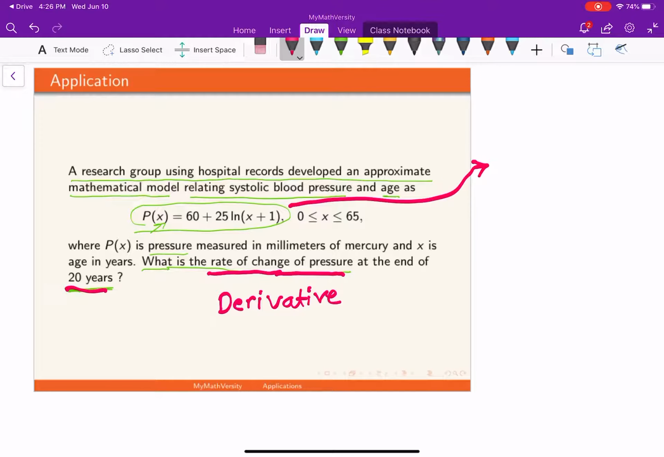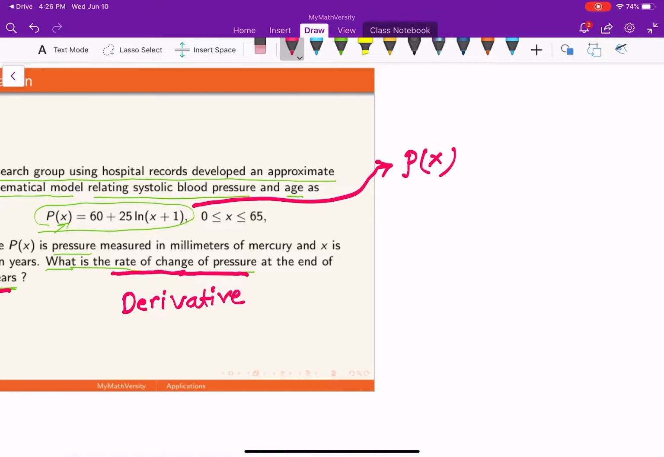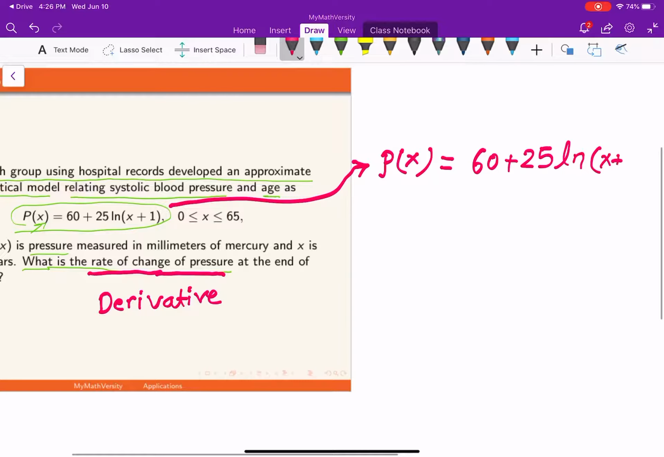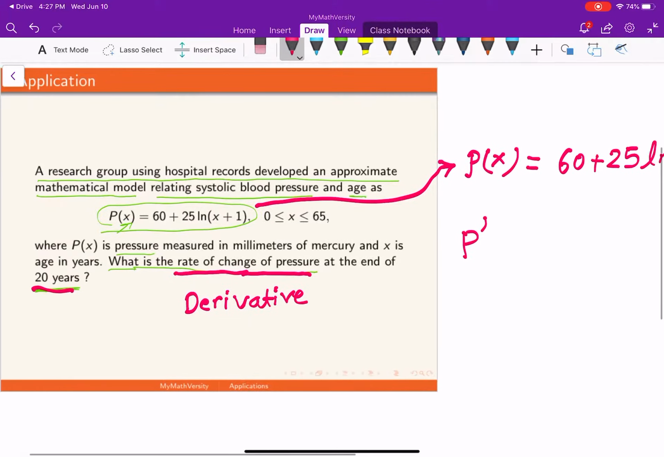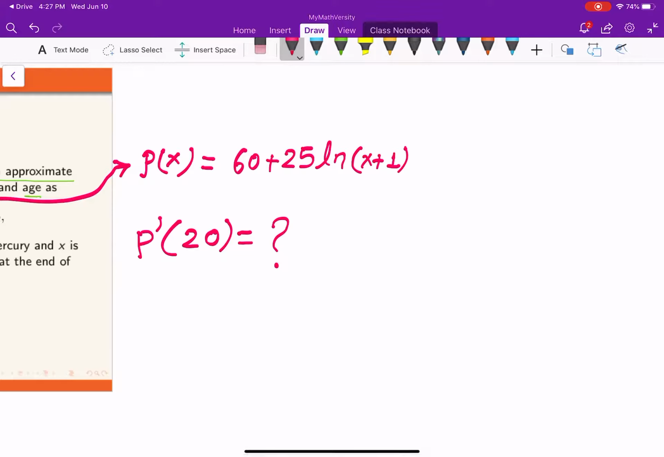So we have given P of x, the relationship between the systolic blood pressure and the age, as P of x is equal to 60 plus 25 times ln of x plus 1, right? And our goal is to find the derivative of this function with respect to x, but then we need to evaluate that at 20. So we need to figure out what is P prime of 20. This is our main question.